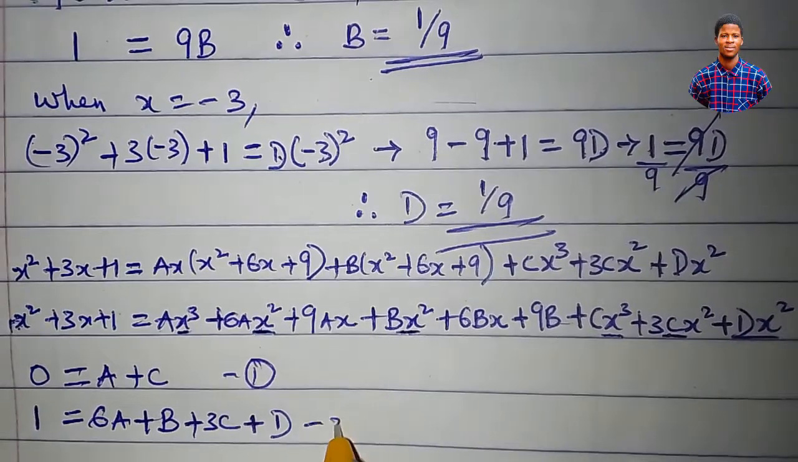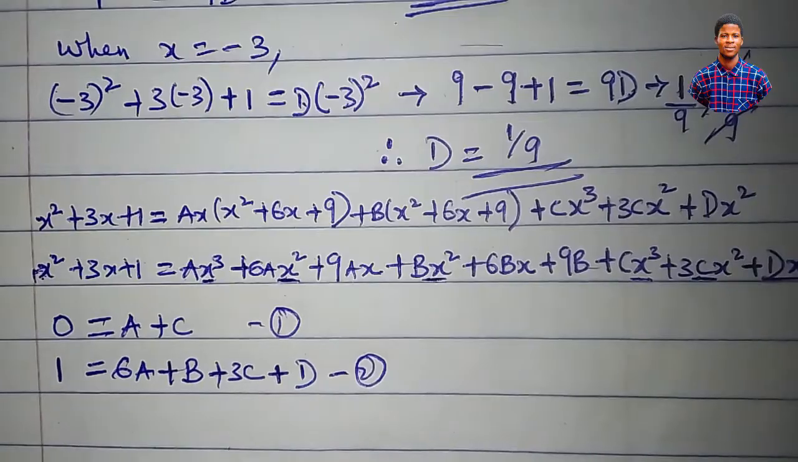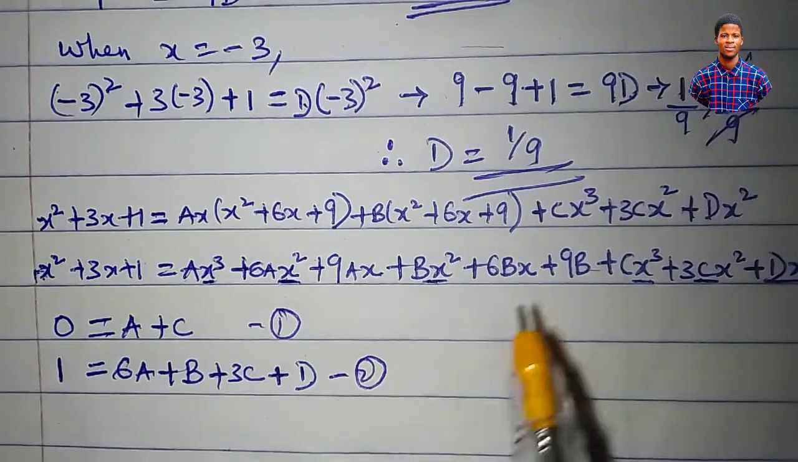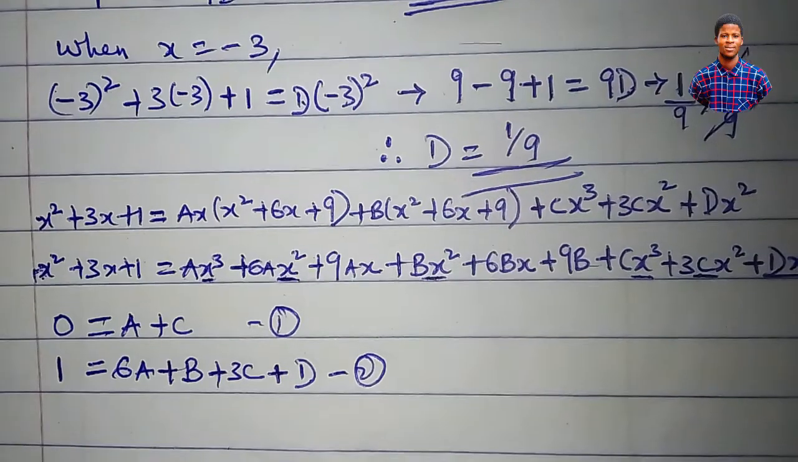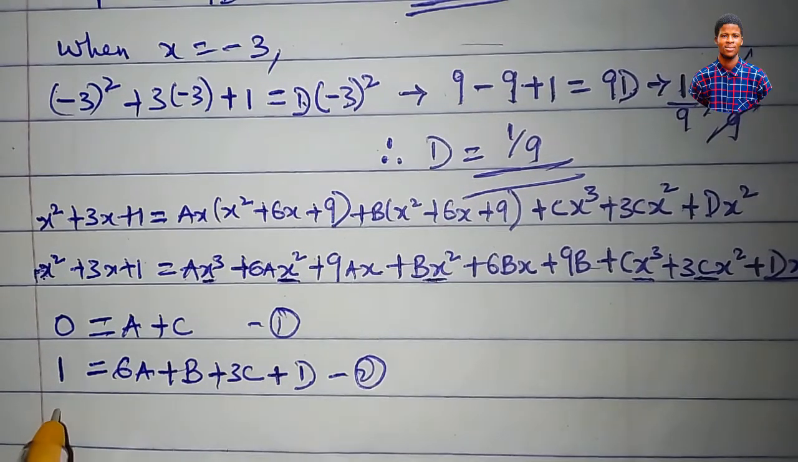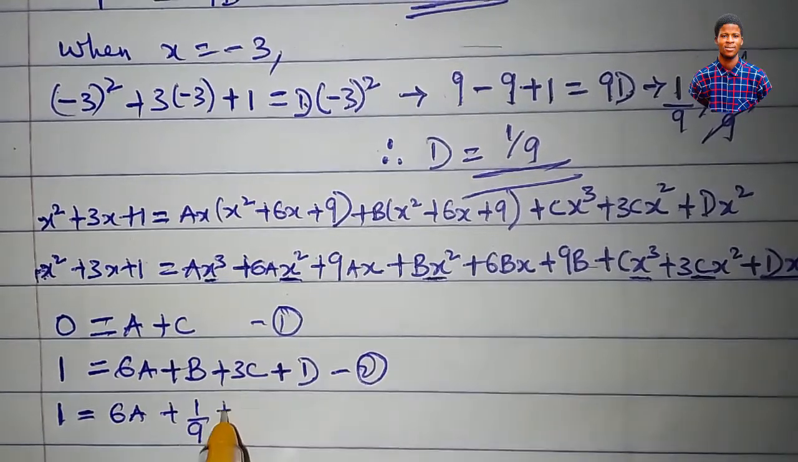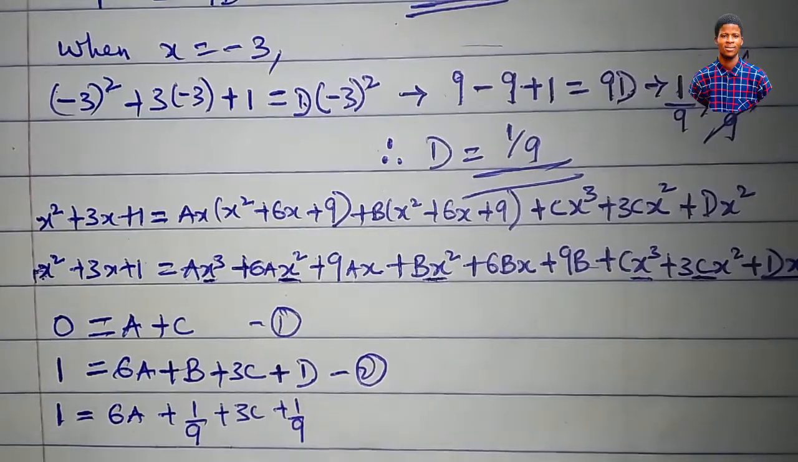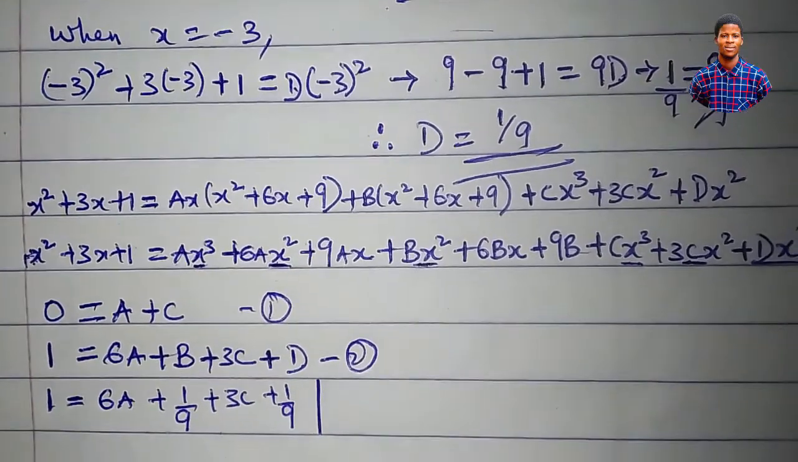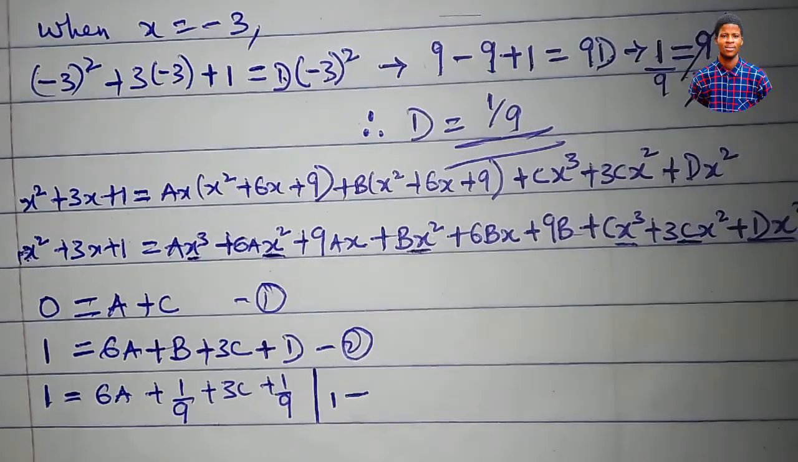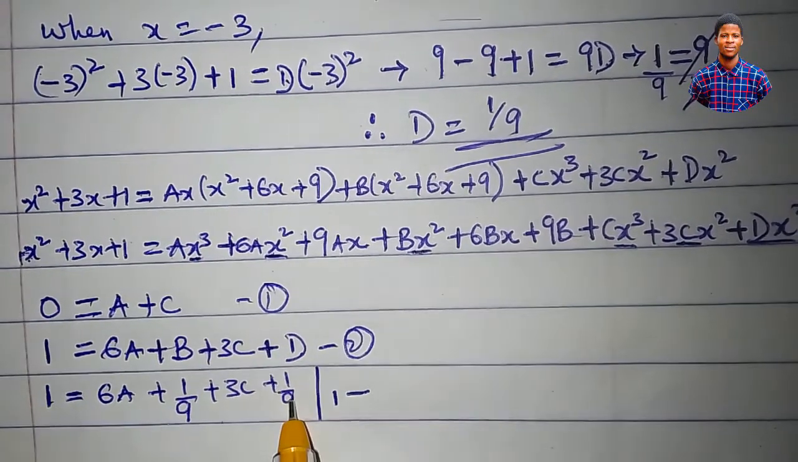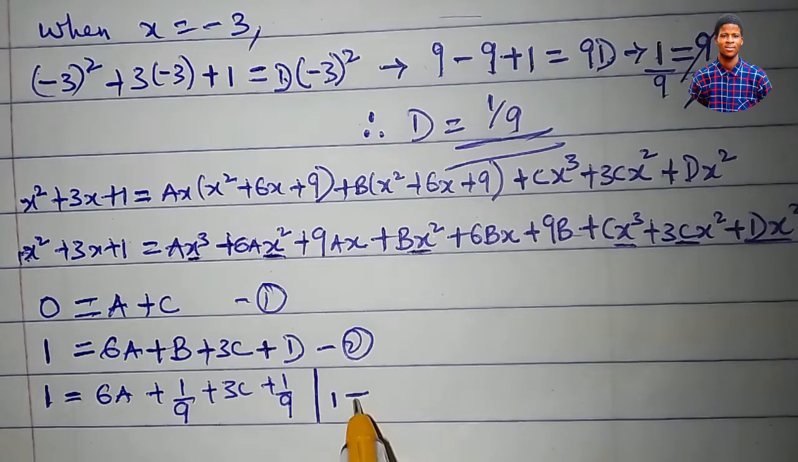Good. So I have two equations already. Equation 1, equation 2. But the values of b and d are known. 1 over 9, 1 over 9. That's what we got for b and d. So from this equation 2 now, we can just say 1 is equal to 6a plus 1 over 9 plus 3c plus 1 over 9. Alright? Let's go ahead here. 1 over 9 plus 1 over 9 is 2 over 9. So if 2 over 9 crosses, it becomes minus. Minus 2 all over 9 is equal to, what's left now?